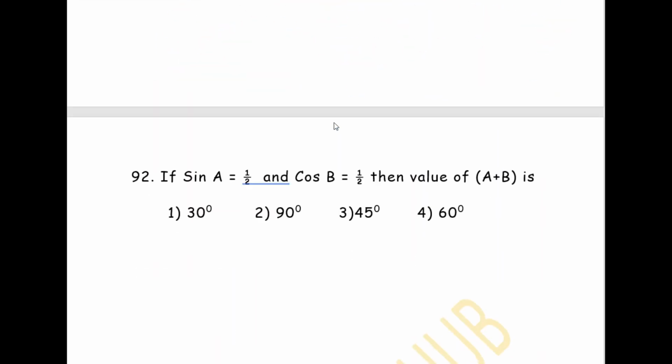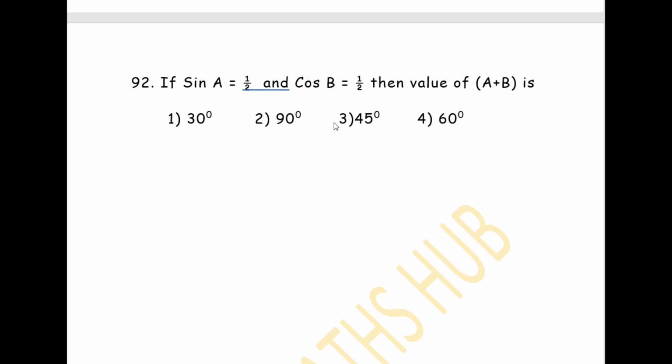Now moving to question number 92. Given what? If sin A equals 1 by 2 and cos B equals 1 by 2, then the value of A plus B is? Sin A is 1 by 2. Therefore sin A equals 1 by 2 can be written as sine of 30 degree. Therefore angle A is 30 degree.